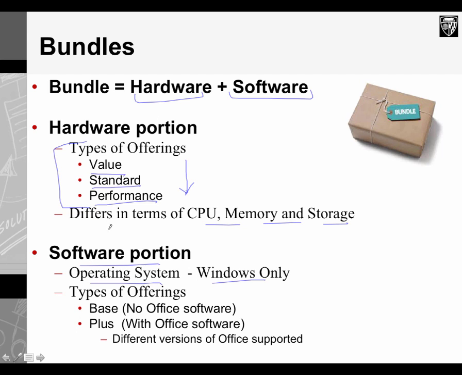And they have several types of offerings for the software too. You have a base offering, which is really just the operating system. There is no Office software. And then there's a Plus offering with Office software, and there are different versions of Office software that will be supported. For example, Office 2010, Office 2013, and in the future, if there are other Office versions, that will be supported too.